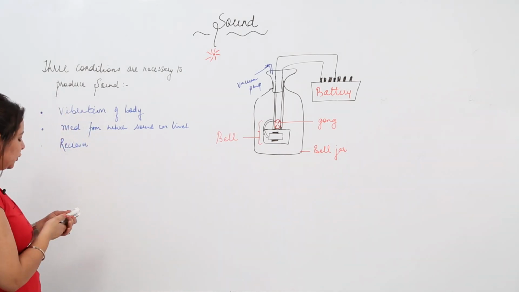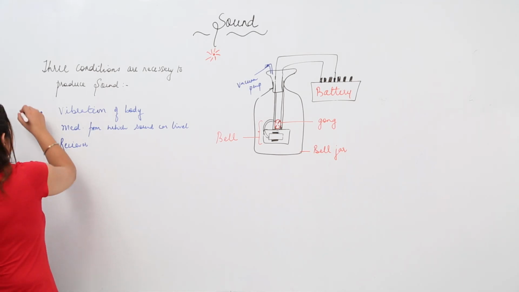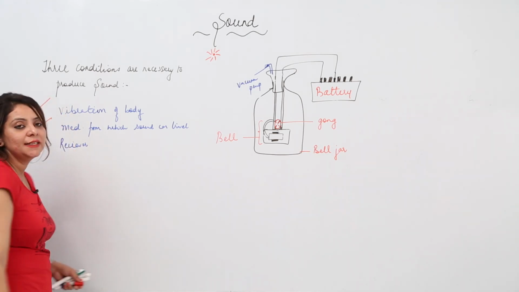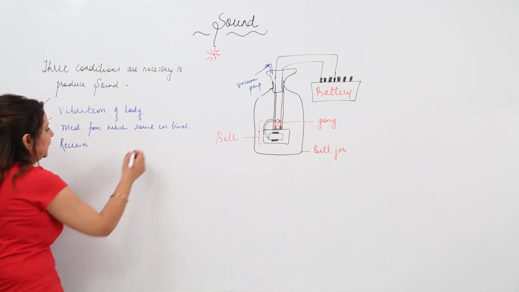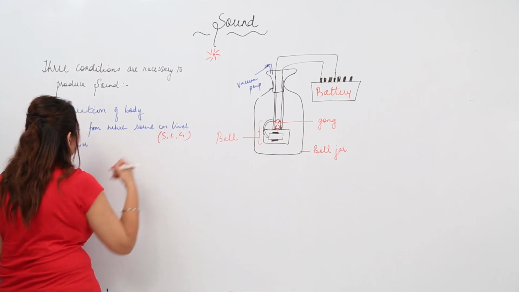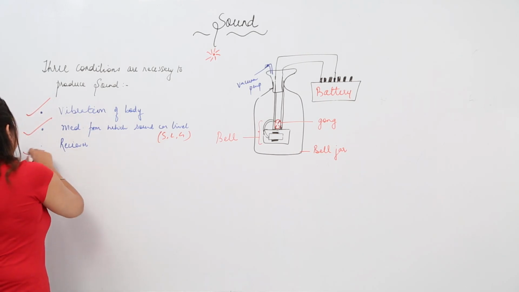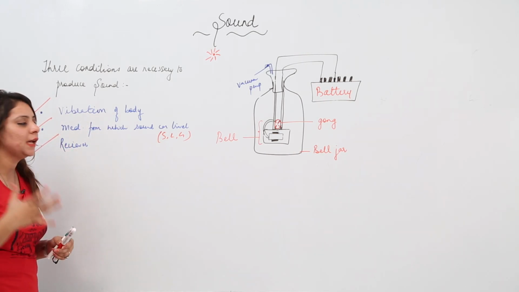So, these are the three conditions in order to produce sound. One is the vibrating body. Another, we know that sound needs a medium to travel. So, there should be a medium from which the sound can travel. Medium can be solid, liquid, gas, anything. And there should be a receiver who can actually listen to the sound.